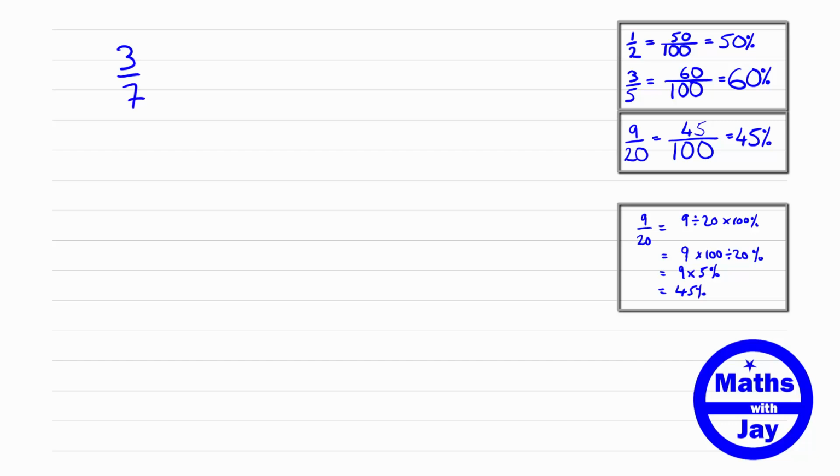This time, if we tried to write 3/7 as something over 100, we'd have a problem because the 7 doesn't go exactly into 100. So what we're going to do is think of it as 3 divided by 7 times 100%. In other words, what did we do last time? I think the simplest thing to do here is to multiply the 3 and the 100 together and just write this as 300 divided by 7. We could put the 300 over 7 or just write 300 divided by 7.